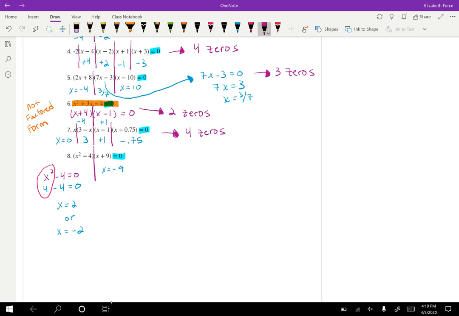So in number 8, even though you only see 2 factors, this is actually 3 zeros, because you've got positive 2, negative 2, and negative 9. All 3 of those numbers work to make it 0, so you have 3 zeros.